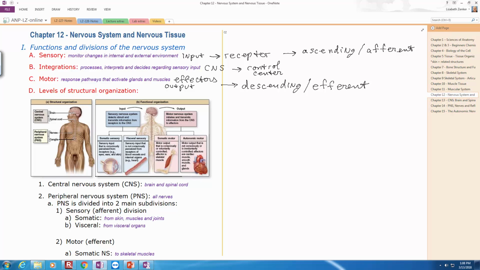Okay. So if we look down at that picture and we start looking at levels of organization, there is structural and there is functional. Before we talk about structural versus functional, let's talk about what CNS and PNS means. CNS is central nervous system, and that means that it's just the brain and the spinal cord, nothing else. That is your CNS. If you're talking about peripheral nervous system, or PNS, that is talking about nerves and ganglia.